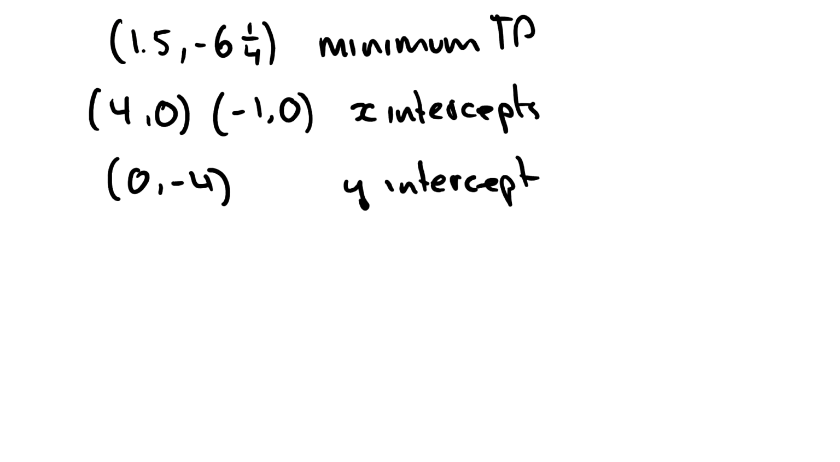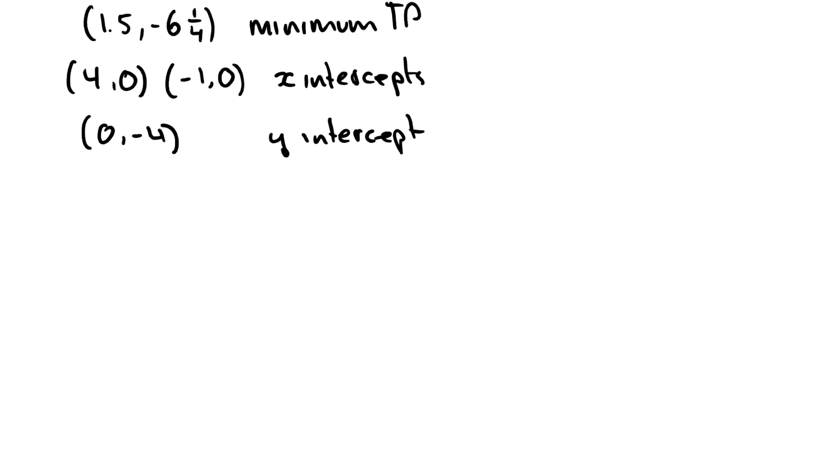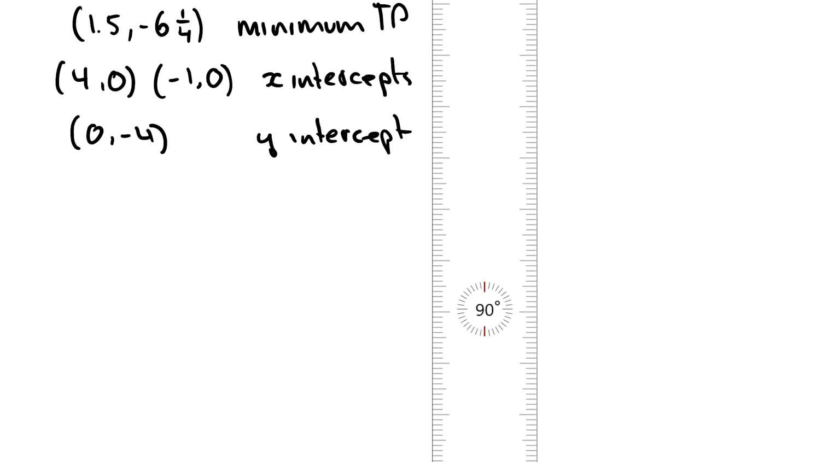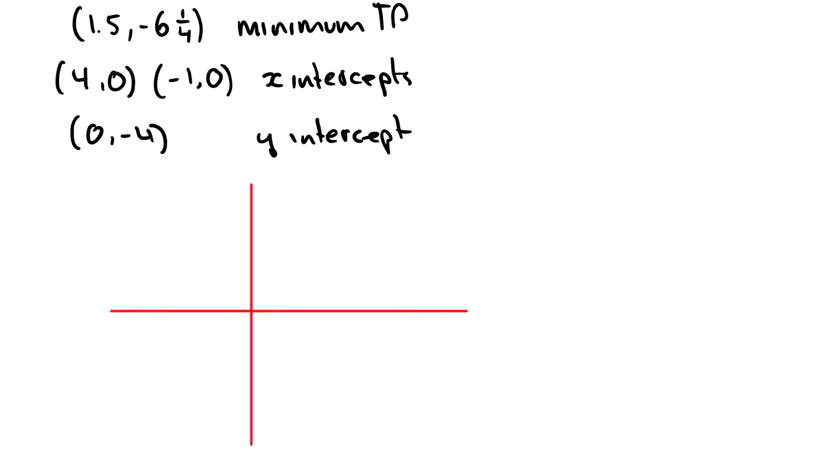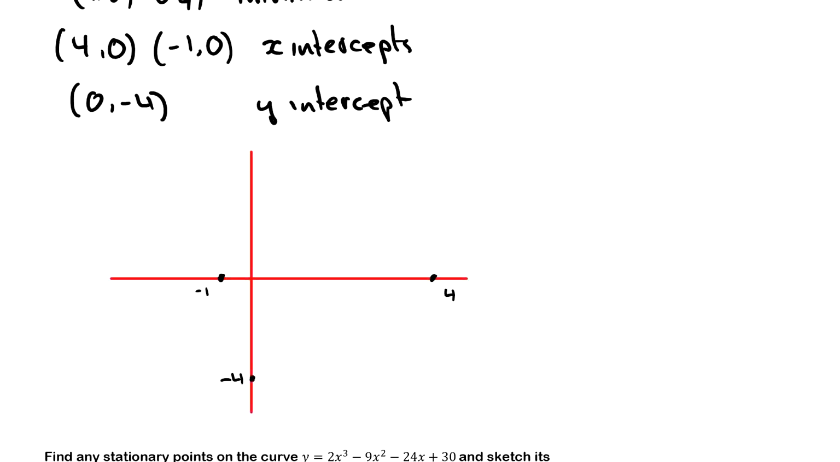Alright, so knowing that, we can start to sketch some sort of graph. So I know roughly there's a point here at minus 1. We have another point over here at 4. I have a y-intercept at minus 4, let's say down here. And then we also have our point down here.